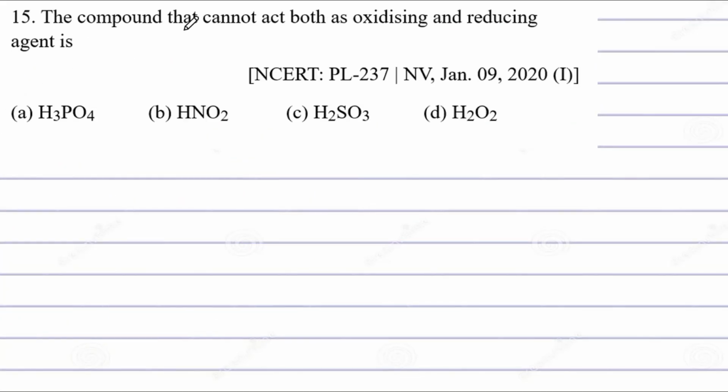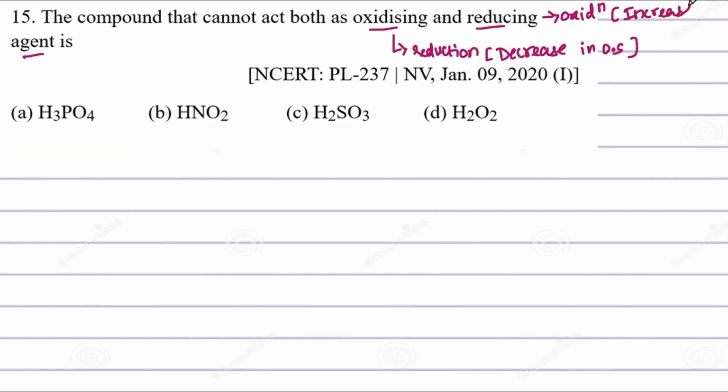Next question is, the compound that cannot act both as oxidizing and reducing agent is. So we are talking about a compound that should act as both oxidizing and reducing agent. Oxidizing agent should undergo reduction. We saw reduction as gain of electrons. Here we can define reduction as decrease in oxidation state. Then reducing agent should undergo oxidation. What is oxidation? Increase in oxidation state. So let us see the options.